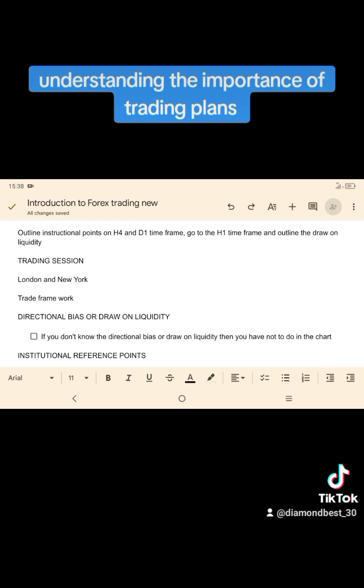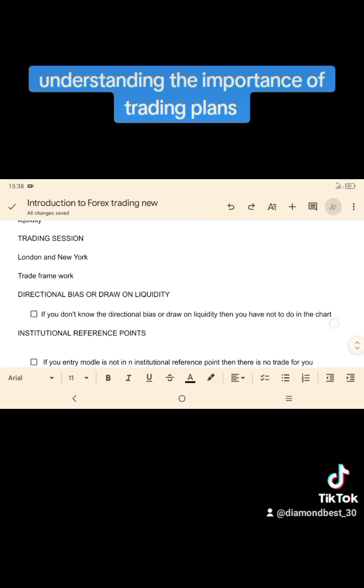Now we say if you don't know the directional bias or draw on liquidity, then you have no trade. You have nothing to do in the chart. That means, sorry for that, it's a typical error. You don't have anything to do in the chart if you don't know the directional bias of the market. You don't know if this market is an uptrend or a downtrend. What are you doing in the market? You don't have anything to trade in the market.